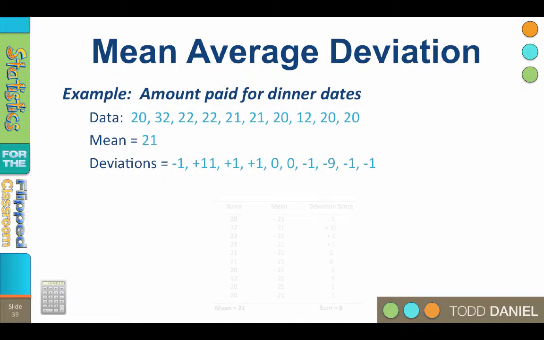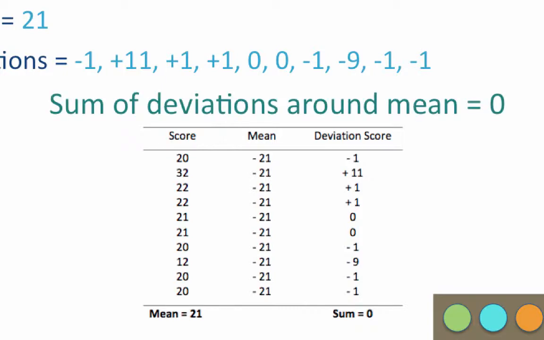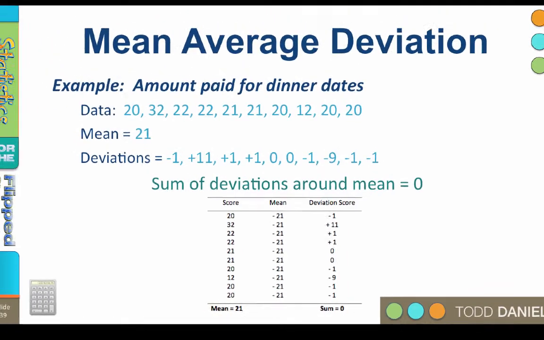Let's put them into a table so that we can add up the sum of the deviations. It is at this point that we run into a problem. The sum of the deviations around the mean equals 0. When we divide by n, we get a variability of 0, and we know that can't be right.